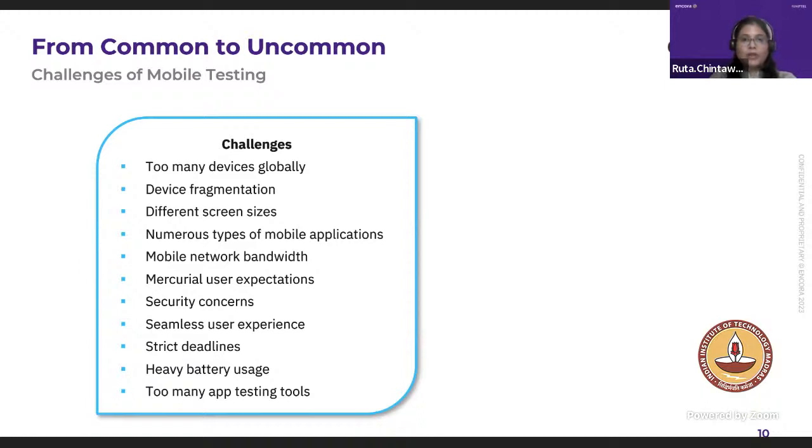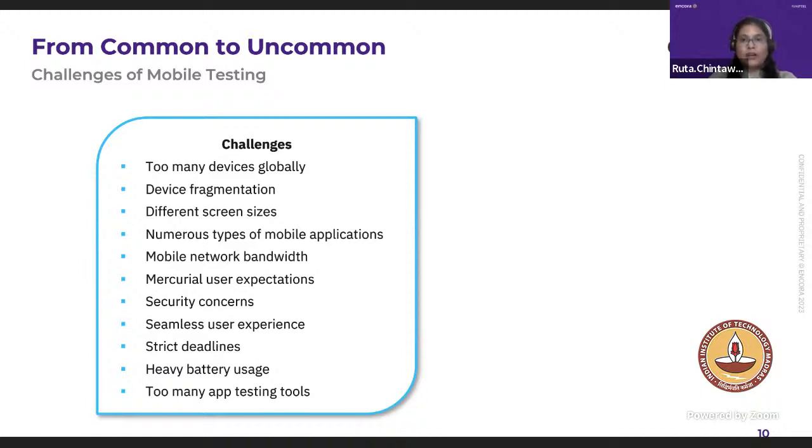Then we have mercurial user expectations. Just before, I mentioned that user expectations are increasing. What exactly is happening is that companies are employing different variations to attract the audience. User expectations are increasing, and companies are trying to satisfy the users, and again more variations are coming with devices, screen sizes, then versions, then again different variations. So this is a challenge that testers are facing.